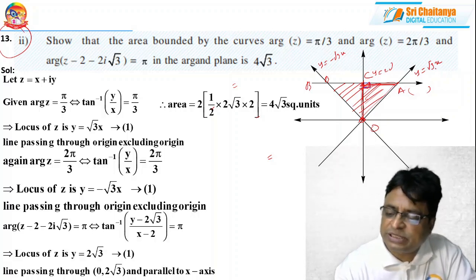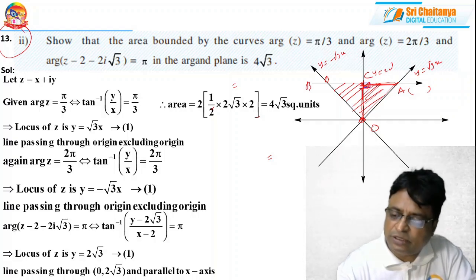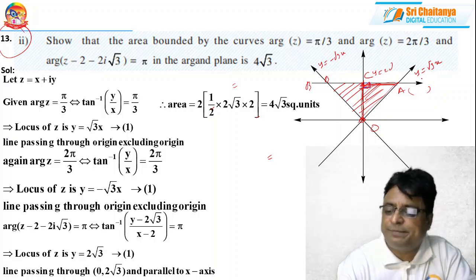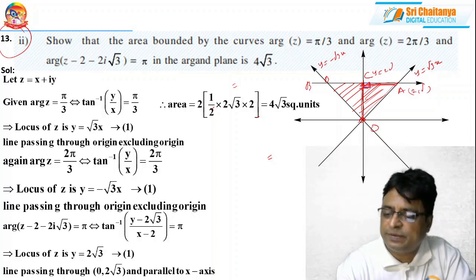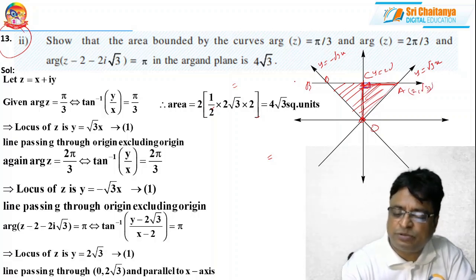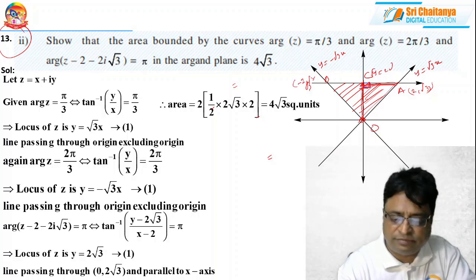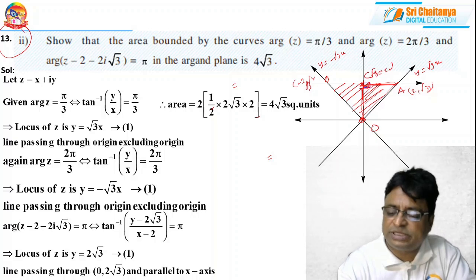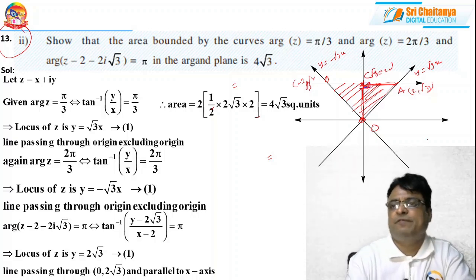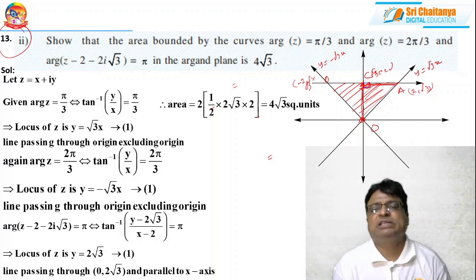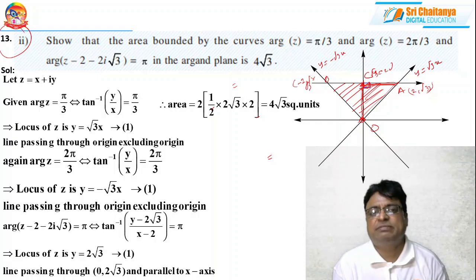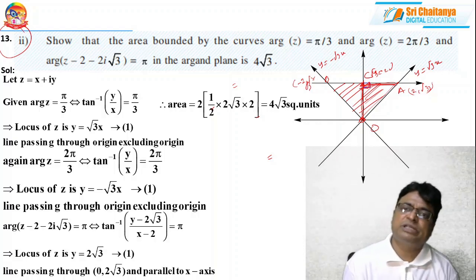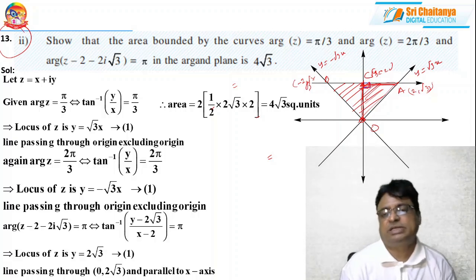So, y equal to root 3x, if I substitute y as 2 root 3, I get x as 2. So, 2 comma root 3. This is 2 comma root 3. This is minus 2 comma root 3. This is root 3 comma 0. Something like this. You find the area. A simple question. Draw the diagram properly and you will get the answer very easily. And very, very important for board examination, not only board examination, but competitive examination especially.